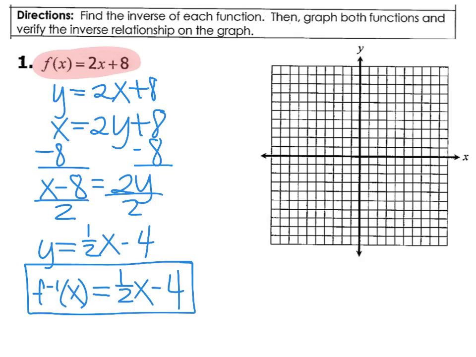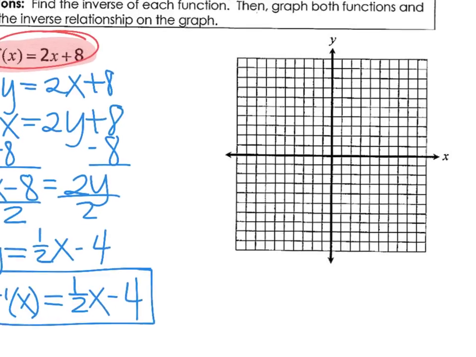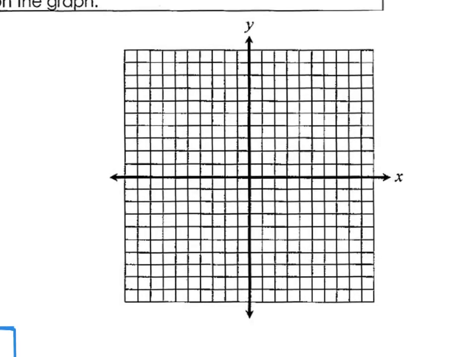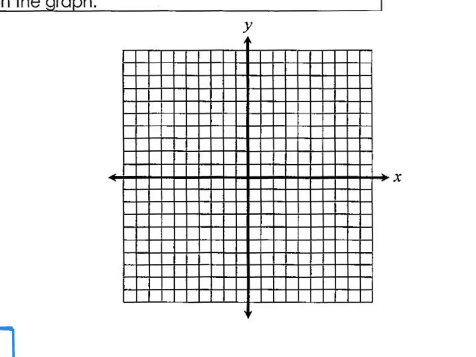So, first thing we want to do is graph our original function. So, it's in y equals mx plus b form, right? It's in slope-intercept form. So, when we're graphing this function, I'm going to zoom in. We're graphing 2x plus 8. So, the plus 8 tells us our y-intercept. So, we know it's going to cross the y-axis at 8. So, there's our y-intercept. And the 2 in 2x tells us our slope. So, we're going to go up 2 over 1. Or in the other direction, down 2 to the left 1.